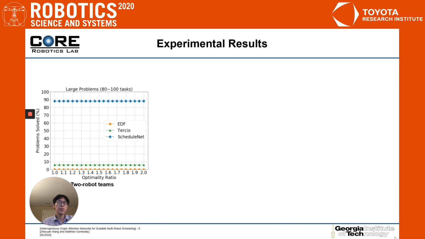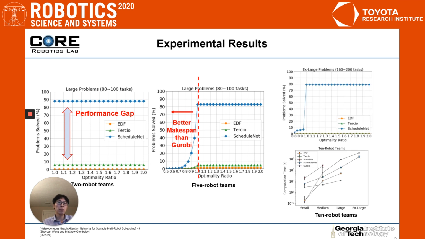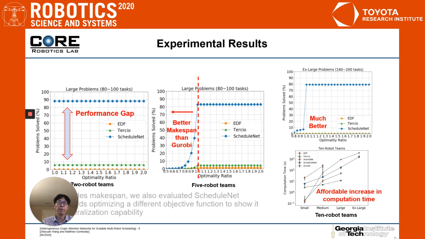Experimental results show that ScheduleNet model significantly outperformed EDF, tercio, and homogeneous graph, and was consistent through solving medium and large problems. For some of the large problems, the solution found by ScheduleNet had better makespans than those found by Gurobi under its cutoff time, and the performance of ScheduleNet scaled up to 200 tasks, 10 robots, and 10 locations with an affordable increase in computation time.